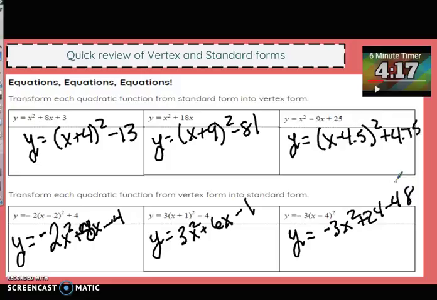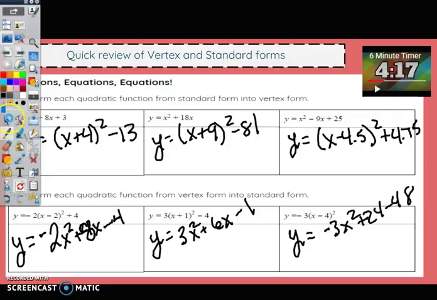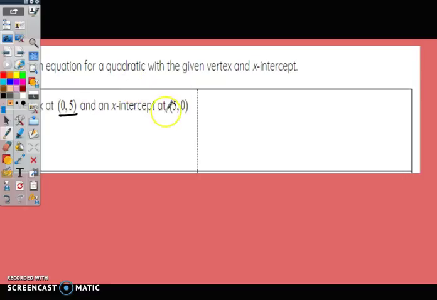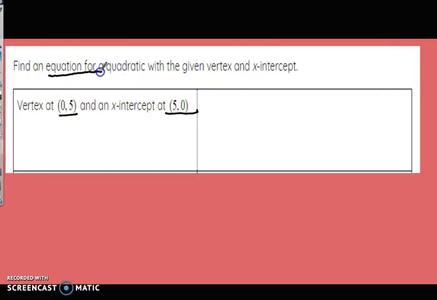Okay, so in all these we had one form and we were converting to another. But what if we didn't have one of these forms? What if we were just given a vertex and an x-intercept? How could we create an equation? Any ideas? We're given a vertex, we're given an x-intercept, anything we can start off with. Start with the x. How would you start with the x-intercept in writing an equation?